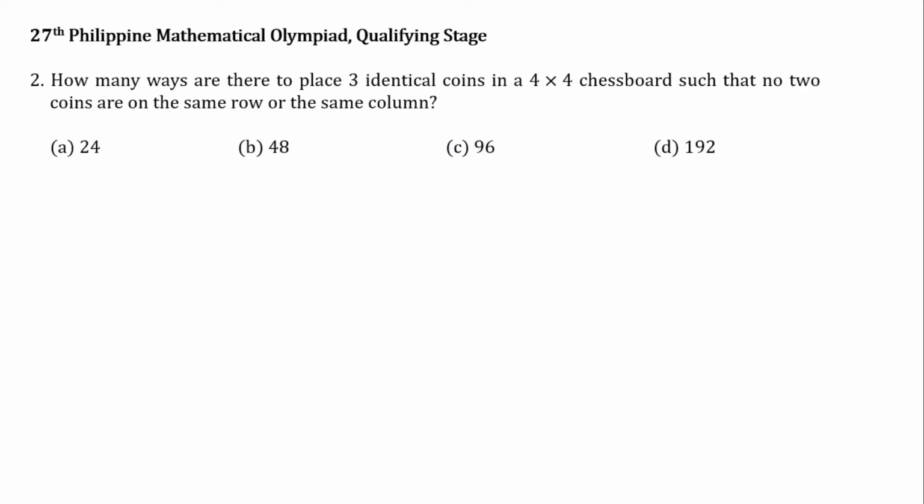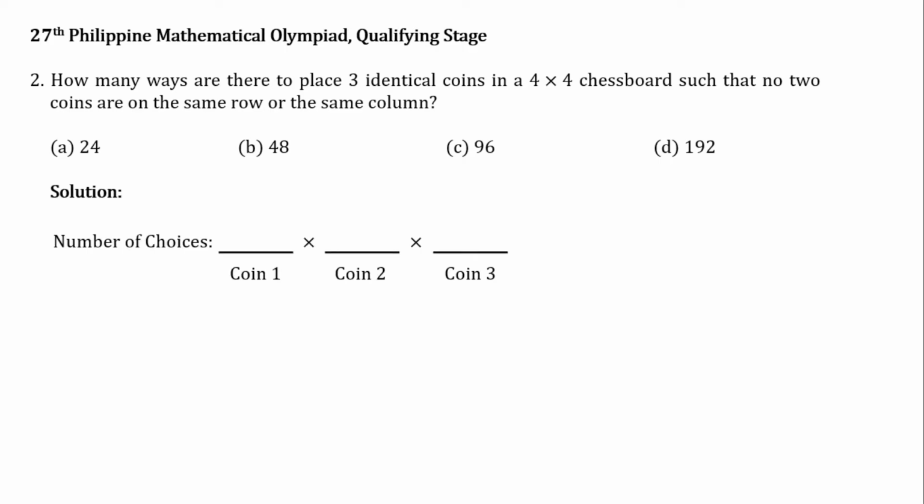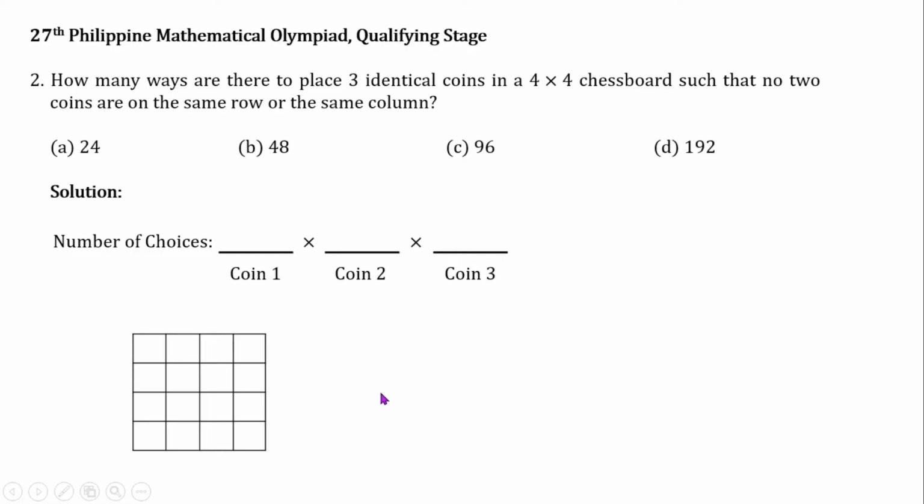Problem number 2. How many ways are there to place 3 identical coins in a 4x4 chessboard such that no 2 coins are on the same row or the same column? Let us determine first the number of choices for the placements or locations of the 3 identical coins. Since the chessboard is 4x4, it has 16 squares. Let us label the squares using letters from A to P.